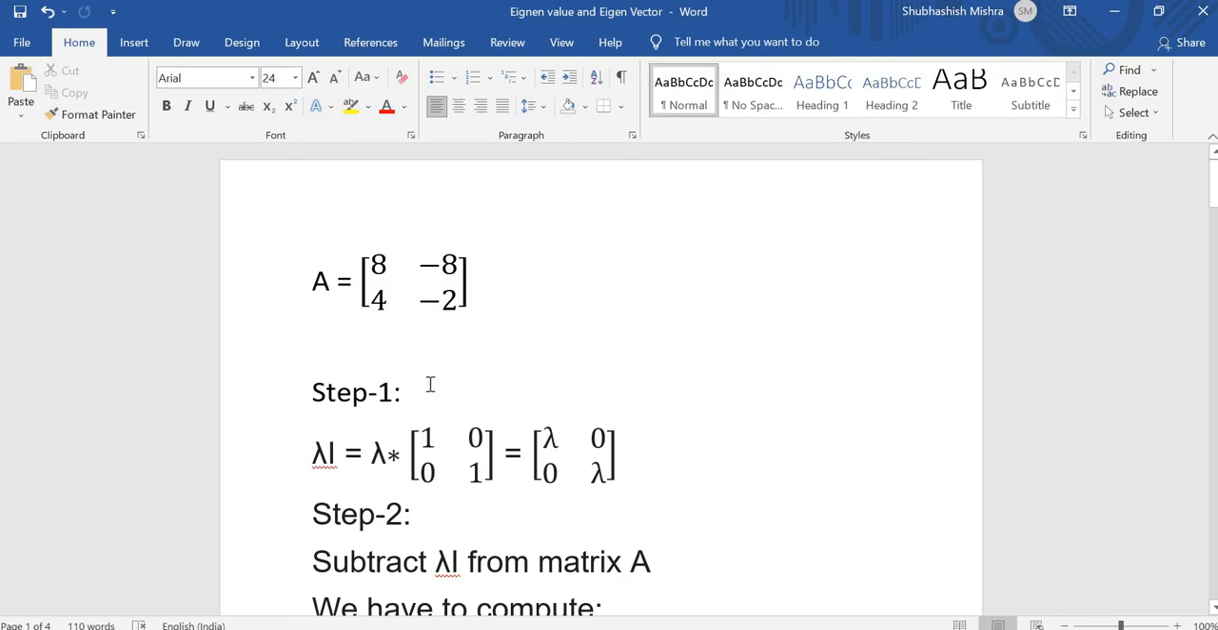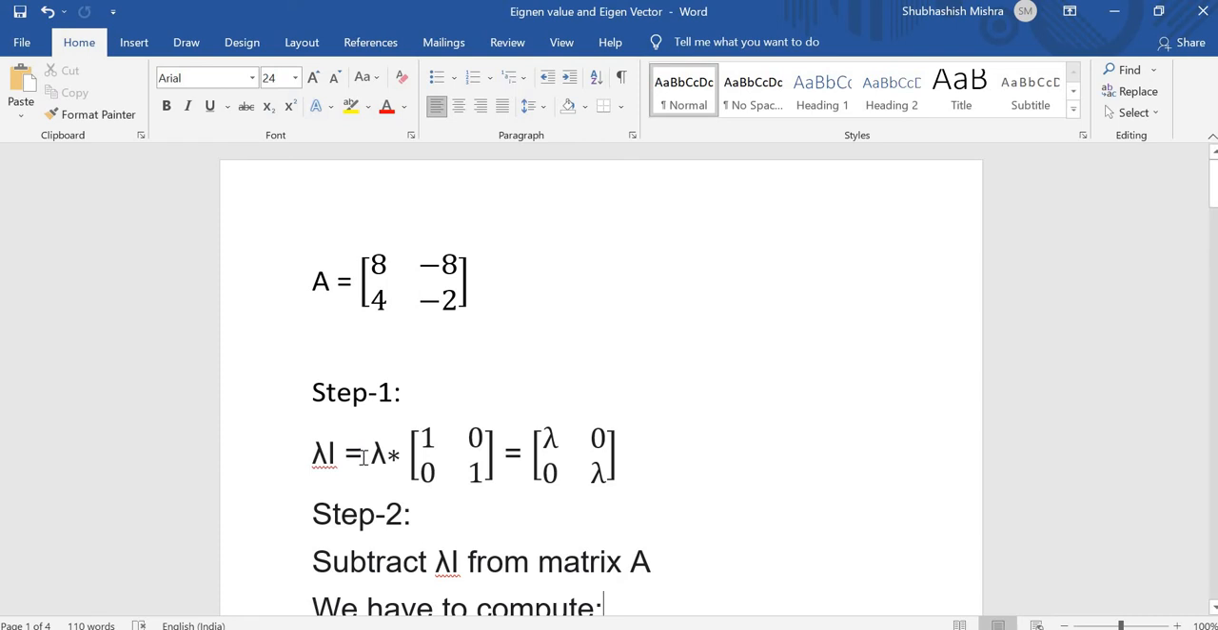So the first step in calculating the eigenvalue is to compute lambda I. So what exactly is lambda? We can also use any other notation instead of lambda; we can use x, y, z, whatever we want. But that is what is being done for the characteristic equation. You can go ahead and check about the characteristic equation. I'm not going to go into detail about it because that would be a completely new topic.